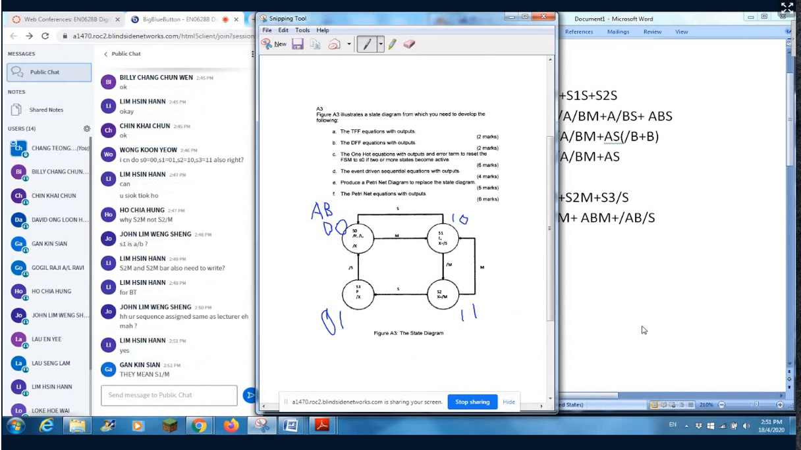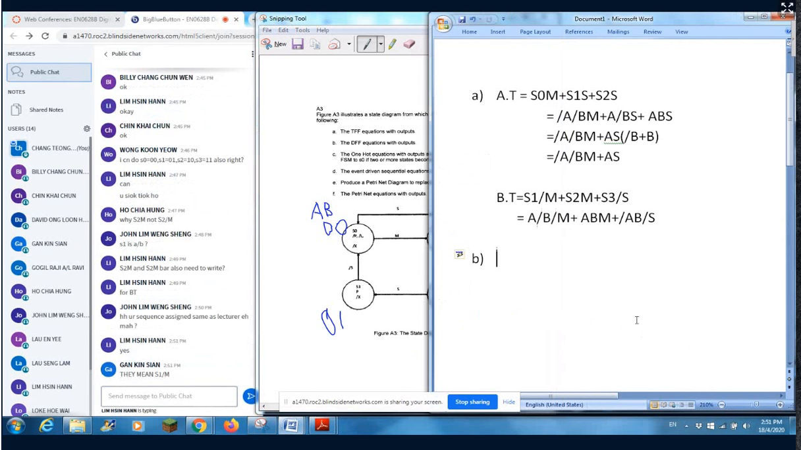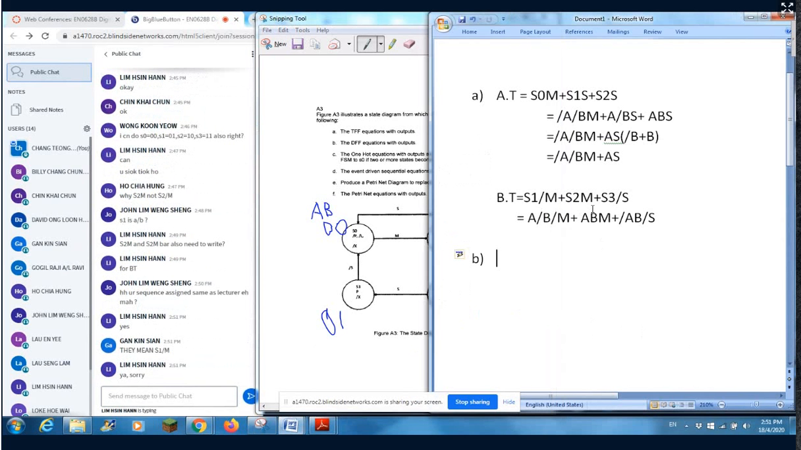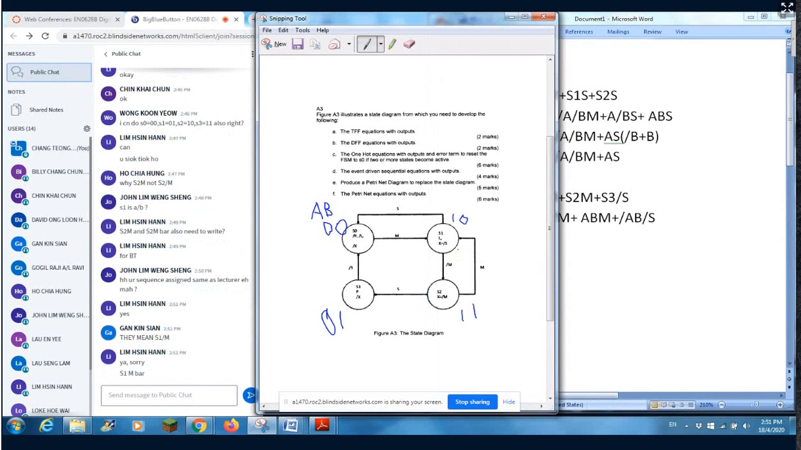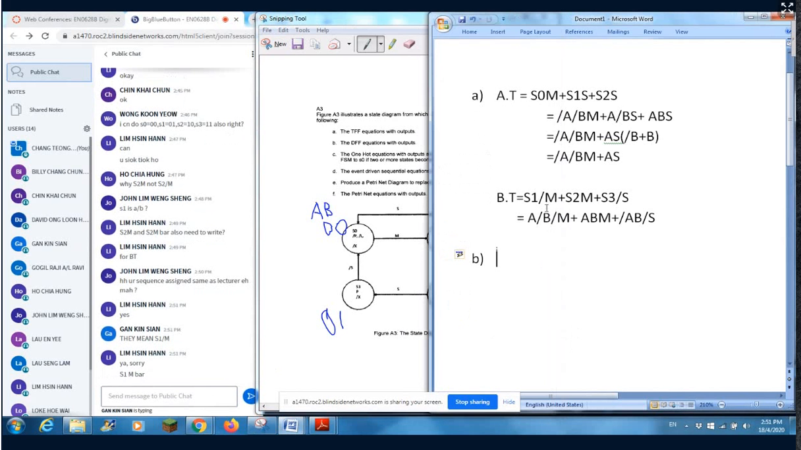So Shin Han, I'm trying to understand what you mean that S2M and S2M bar also need to write. I only have S2M, there's no S2M bar. Oh, S1M bar. Yeah, S1M bar is right. Correct. Yes, you need to write down S1M bar, S2M.